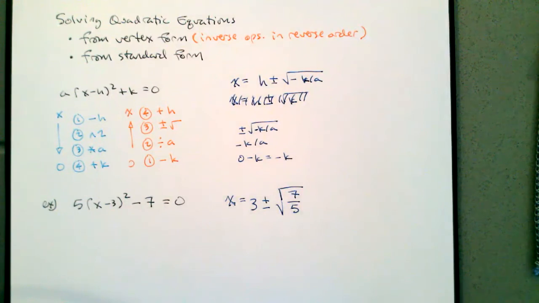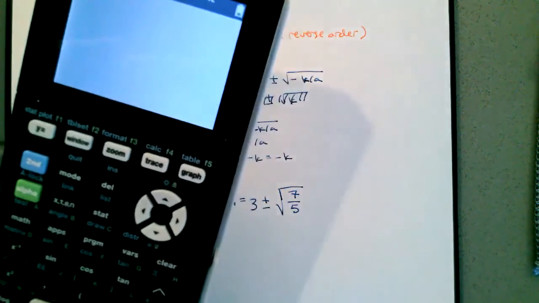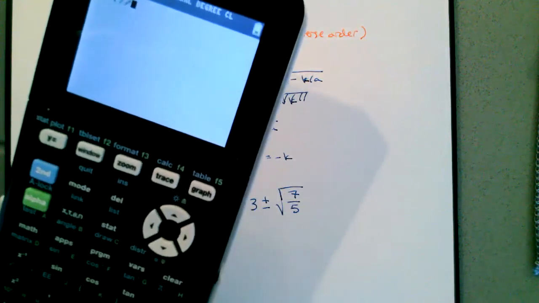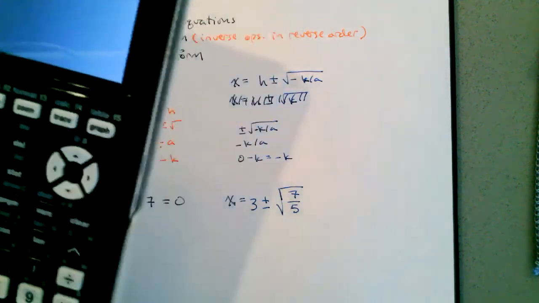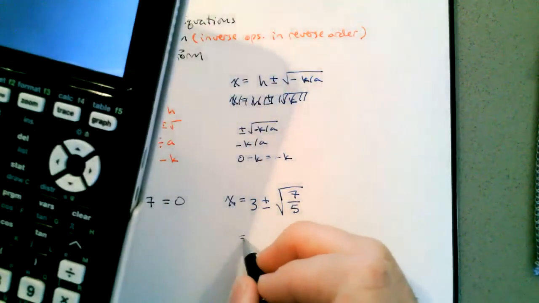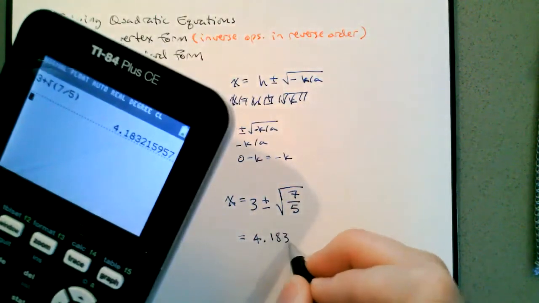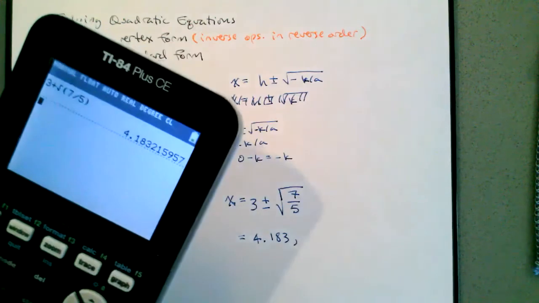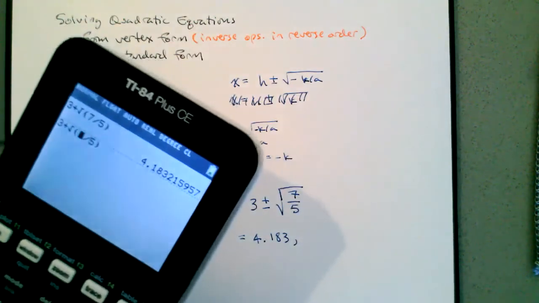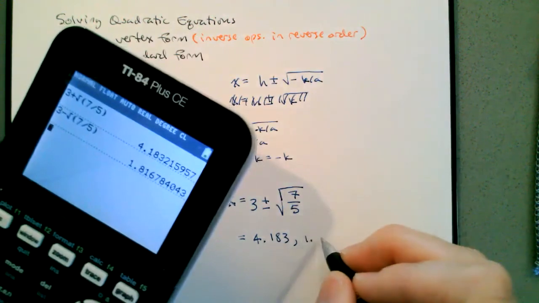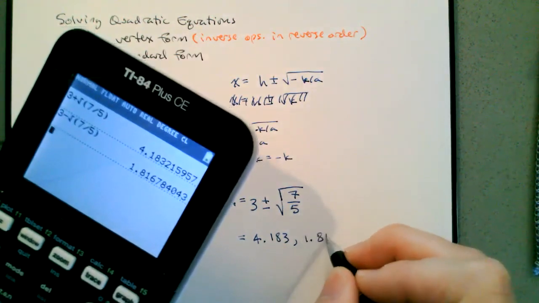If we need approximations of these values, we can just grab a calculating machine. And I can go 3 plus the square root of 7 over 5. So our approximations will be 4.183. And I'll do the same thing, but with minus the square root of 7 over 5: 1.817.